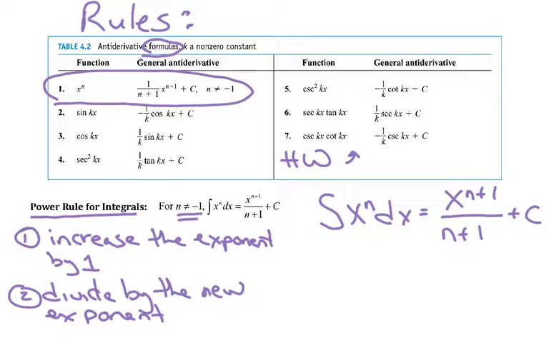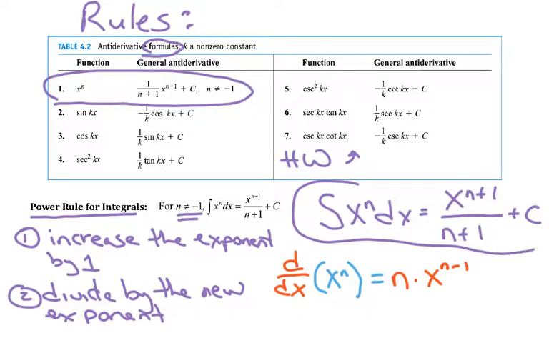What this does effectively is undo the power rule for derivatives. Perhaps you remember, if we take the derivative of x to the n, what did we have to do? We brought down the power and multiplied by it and reduced it by 1. So this formula tells us how to find the antiderivative, how to undo the power rule for derivatives.